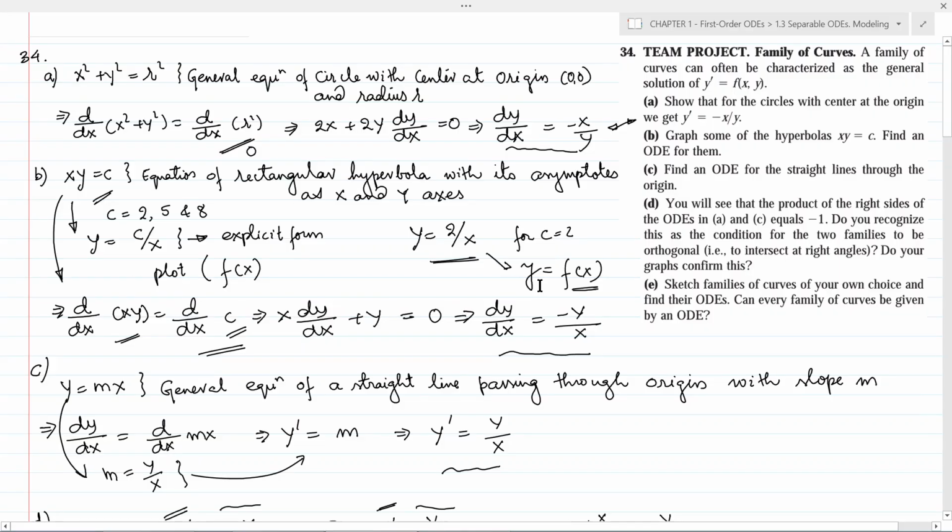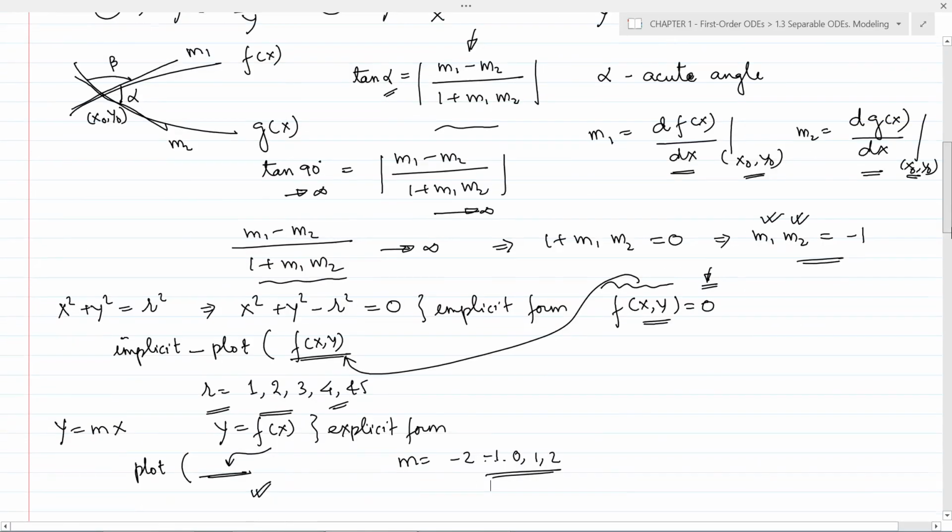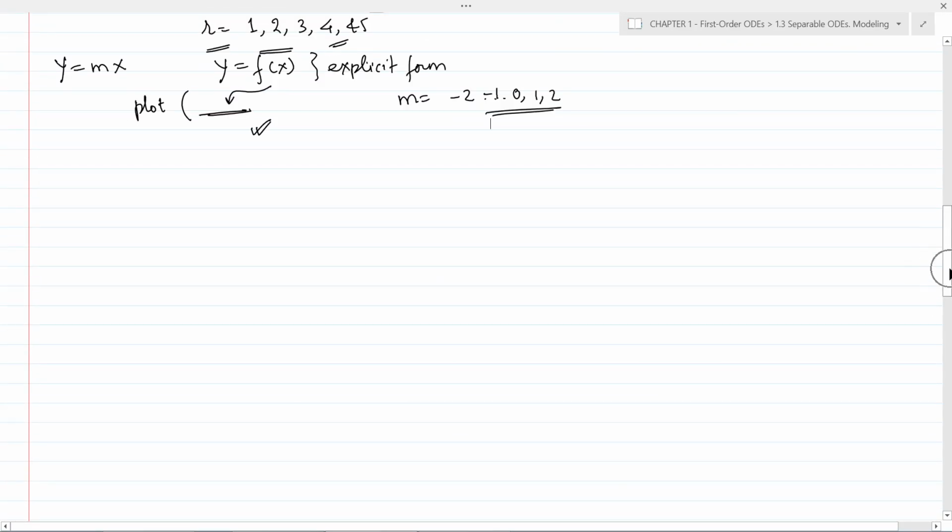Question E. Sketch family of curves of your own choice and find their ODEs. Can every family of curves be given by an ODE? Now, let us take a function y equal to ax square. We know this is the equation of a parabola. Now, for various values of a, we can plot the family of this parabola.